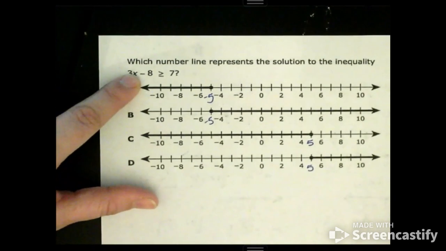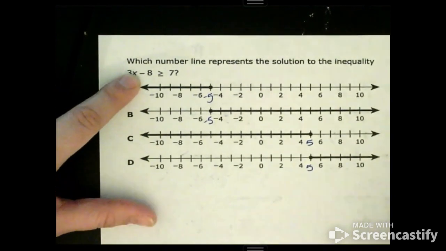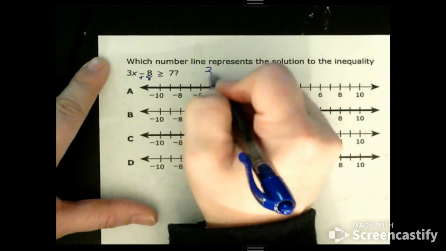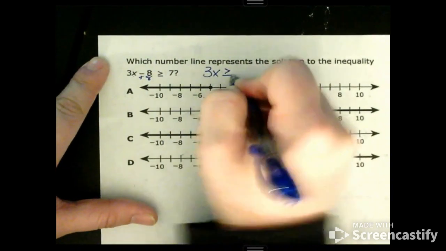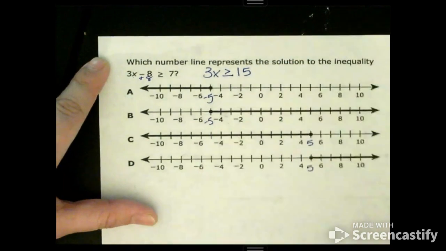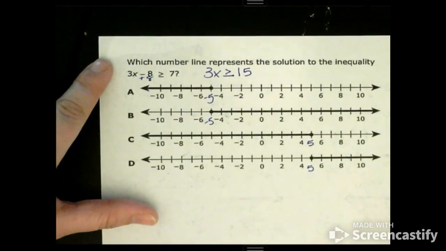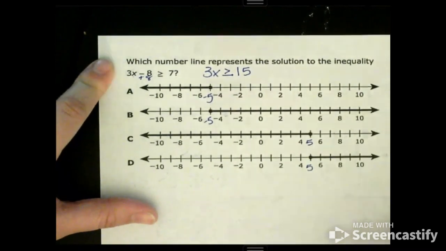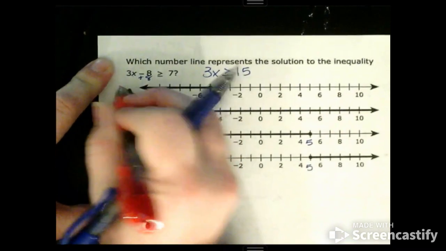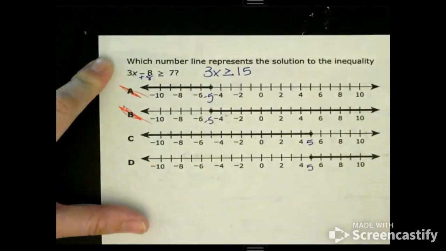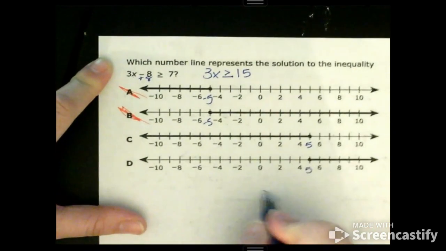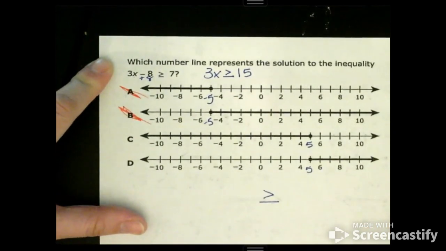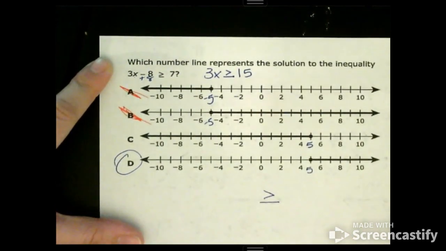Well, what do I do to 8? Add it. So now I have 3x is greater than or equal to 15. Do I have any negatives there? No. So would my answer be a negative? No. So which two can I eliminate right away? A and B. A and B. Okay. My sign is going this way. Which one is it? D. Good. Not so bad, right?